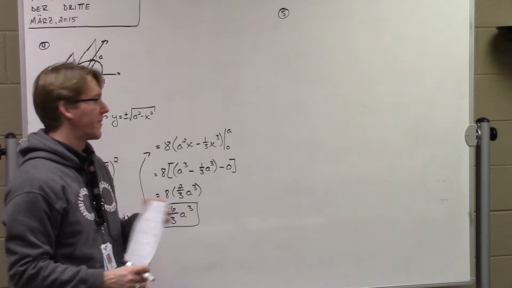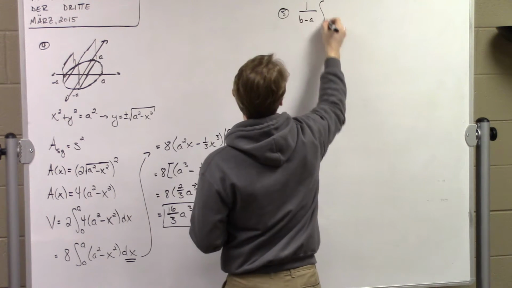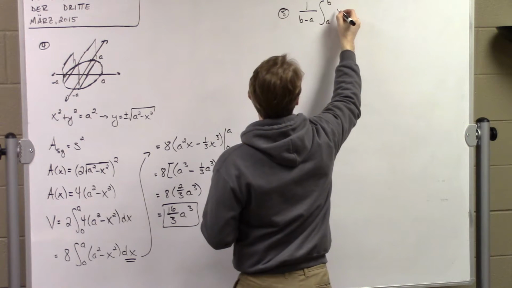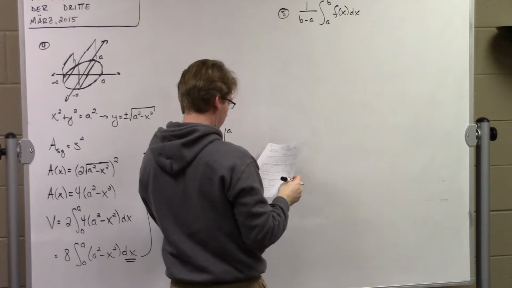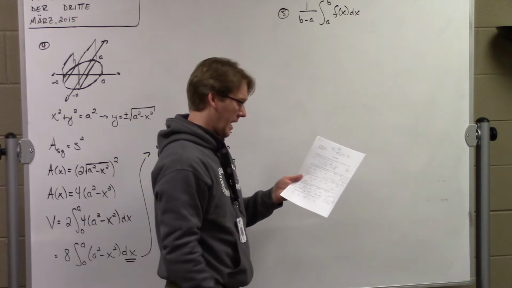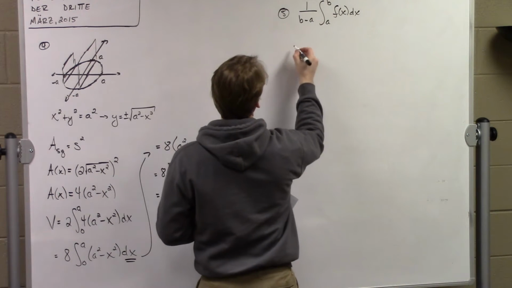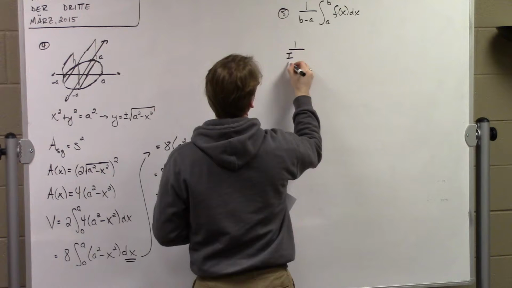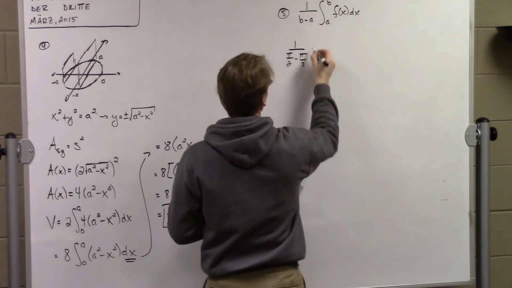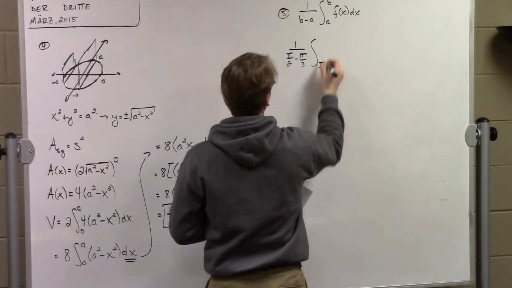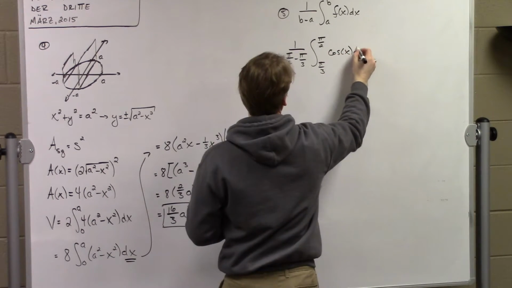All right, average value. Your formula for average value, in case you can't find it in your notes, is 1 over b minus a, times the integral from a to b of whatever the f of x is. So in this problem, they've given me cosine as my f, and my interval is from pi/3 to pi/2. So 1 over pi/2 minus pi/3, that's b minus a, times the integral from pi/3 to pi/2 of cosine x dx.